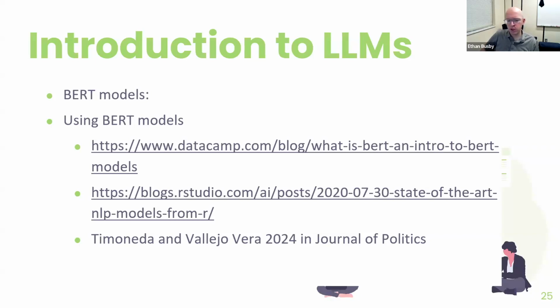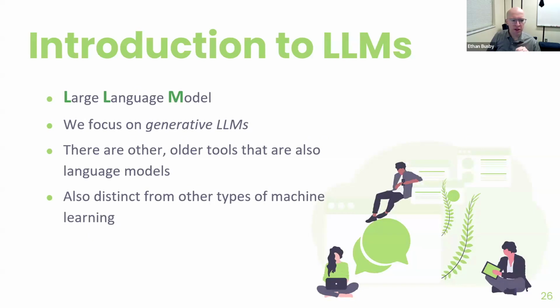There's lots of other examples. I don't mean to state this Tomato and Vallejo Vera article is the best or only example. It's just a recent one that I found that I think might be of use to you if you're thinking about how to use BERT models. And that's really all we're going to say about BERT models for the next 3 days. So if that's of interest to you and you want to explore some of those, I encourage you to explore some of these tools. It's outside of the scope of working with the generative AI tools, which we approach quite differently. And we're going to focus on that for the next couple of days.